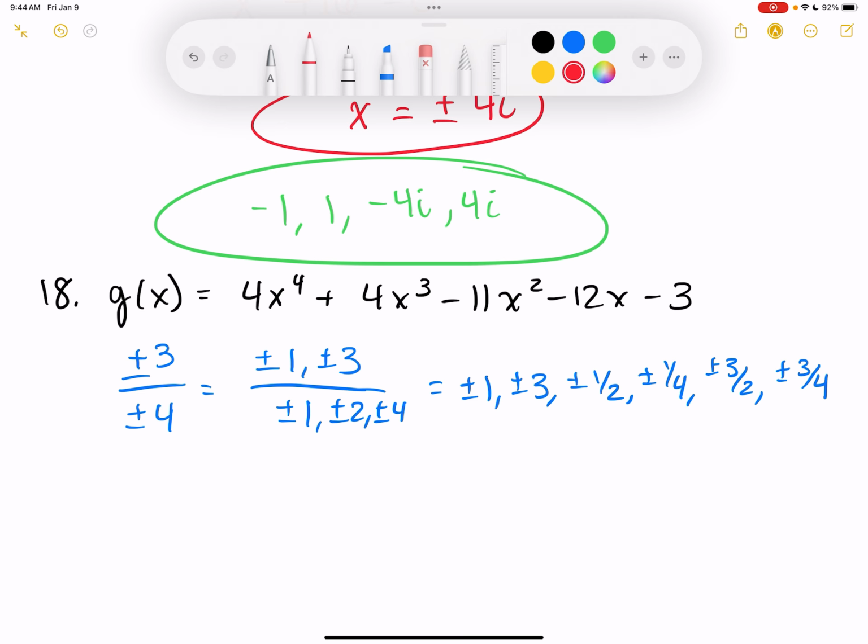Whoa. Oh, y'all in technologies, you're hurting my heart. Does that go there? 7 over 4. Why is your negative 1 and 7 over 4?